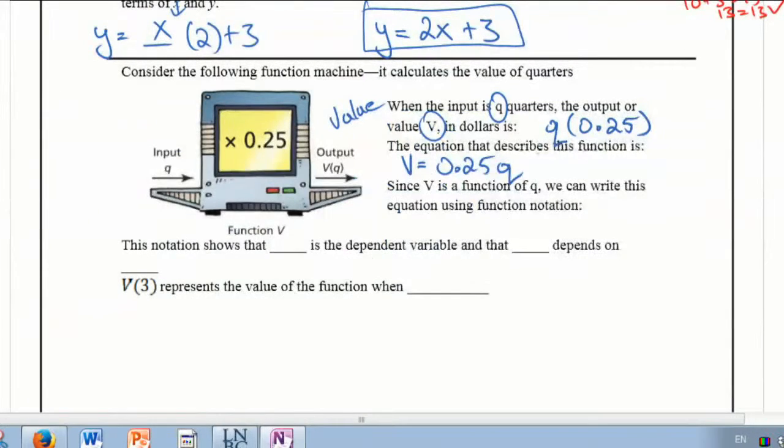So V is a function of Q, meaning the value of the quarters we have depends on how many quarters. This is getting back to the independent and dependent variable. So V of Q is equal to 0.25 times Q. In this notation, V, or the value, is the dependent variable, and V depends on Q, on how many quarters you have.